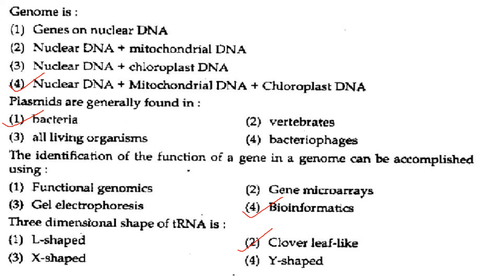Next one. The identification of the function of a gene in a genome can be accomplished using: option 1, functional genomics; option 2, gene microarrays; option 3, gel electrophoresis; option 4, bioinformatics. Answer is option 4, bioinformatics. Next one. Three-dimensional shape of tRNA is: option 1, L-shaped; 2, clover leaf; 3, X-shaped; and 4, Y-shaped. Answer is option 2, clover leaf.